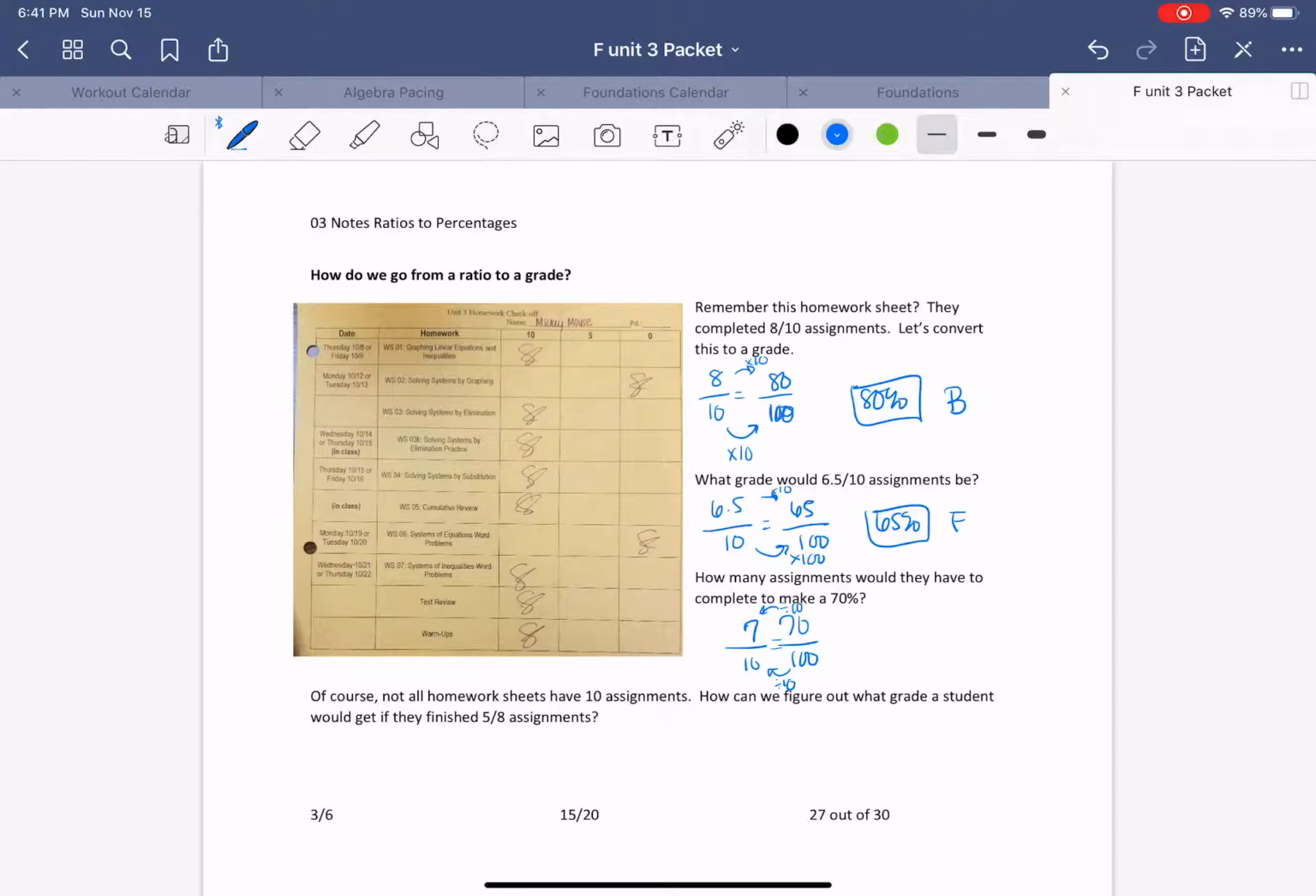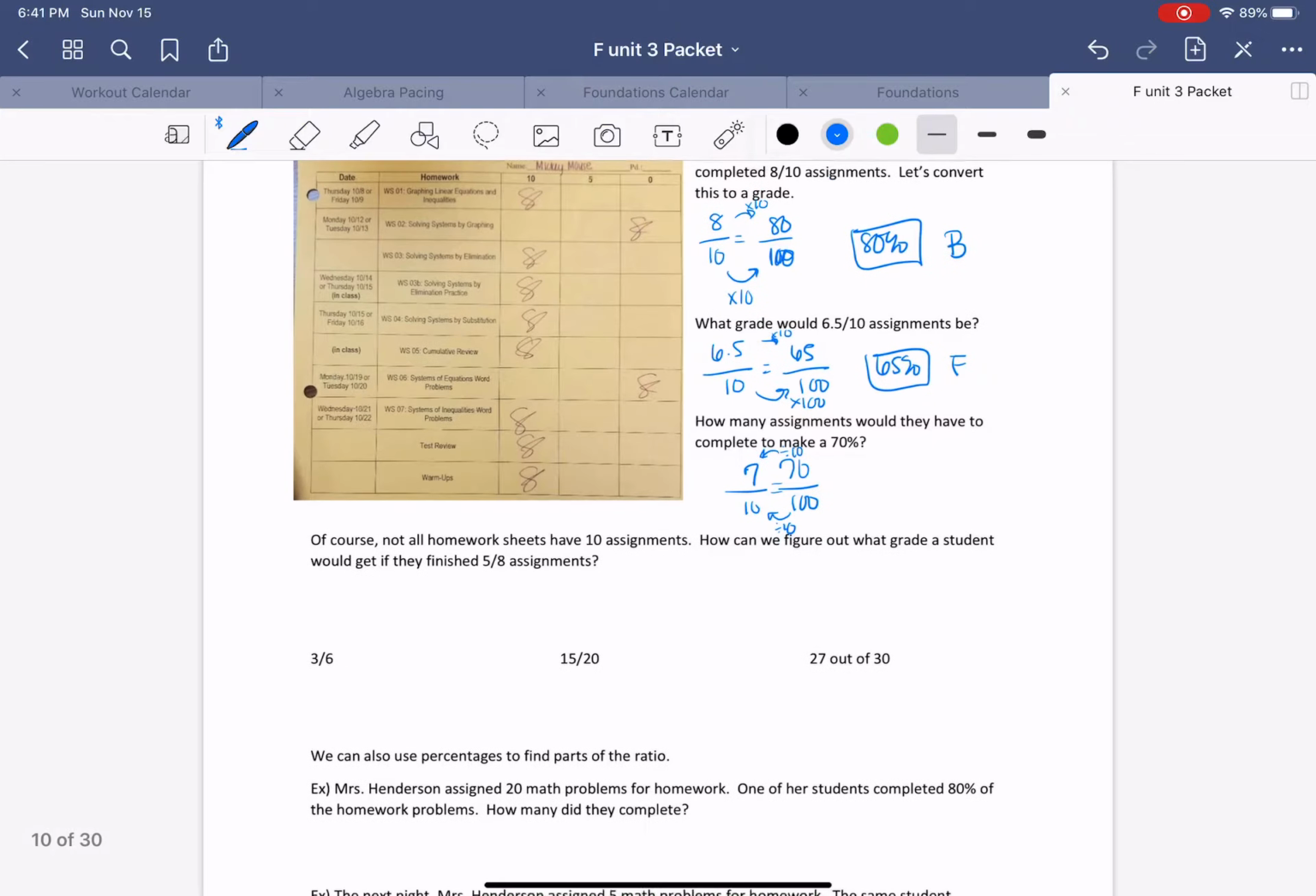But, of course, not all homework sheets have 10 assignments. So let's say it was something random like 8 assignments. To figure out what they would make, I would do a similar process. Okay, I'd see what number times 8 is 100, and that's 12.5. So then I do the top number, so 5 times 12.5, and I get a 62.5. So they made a 62.5 or an F.